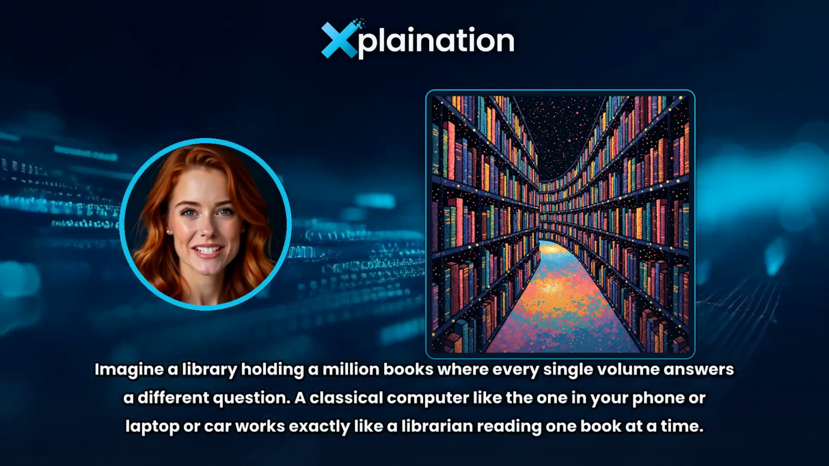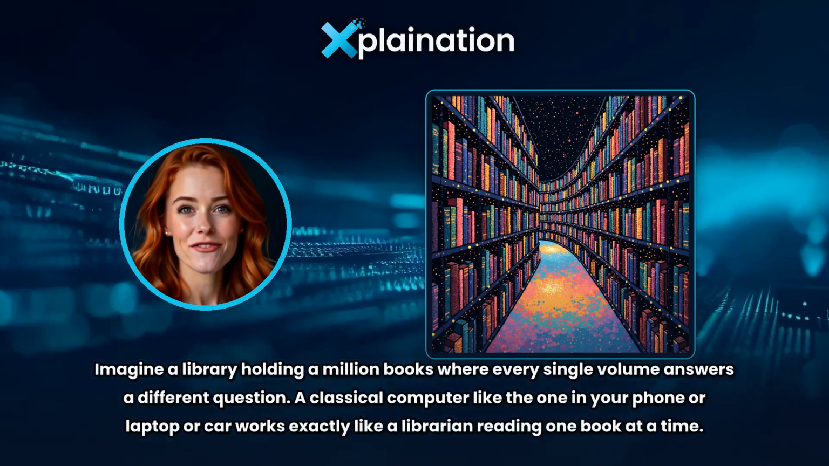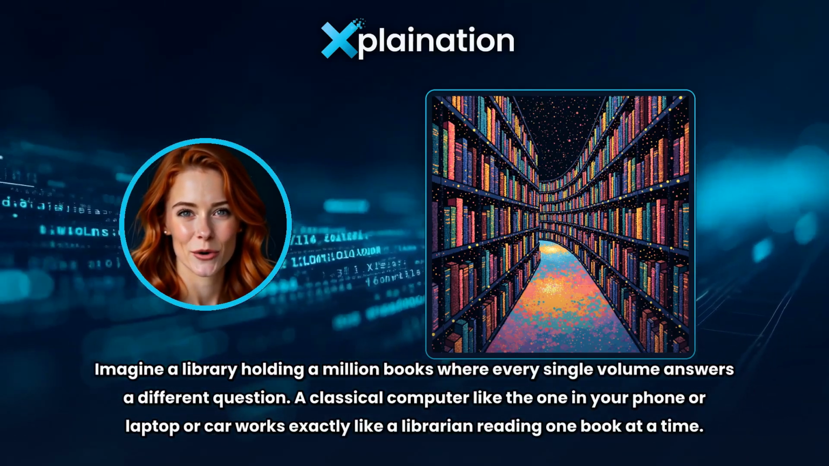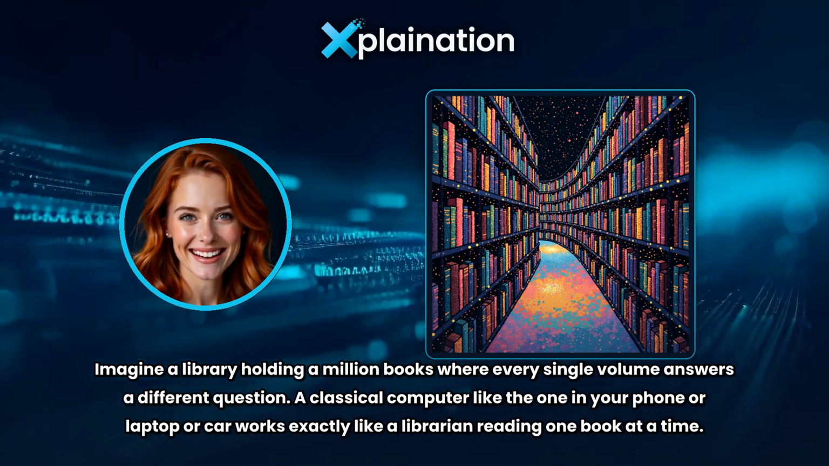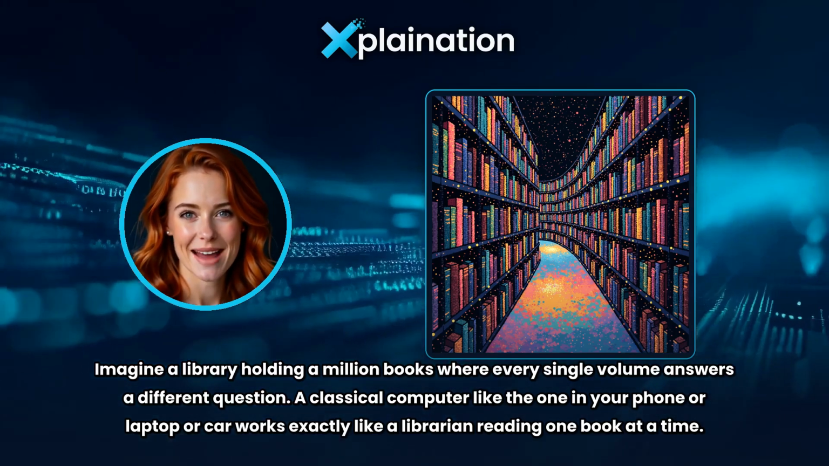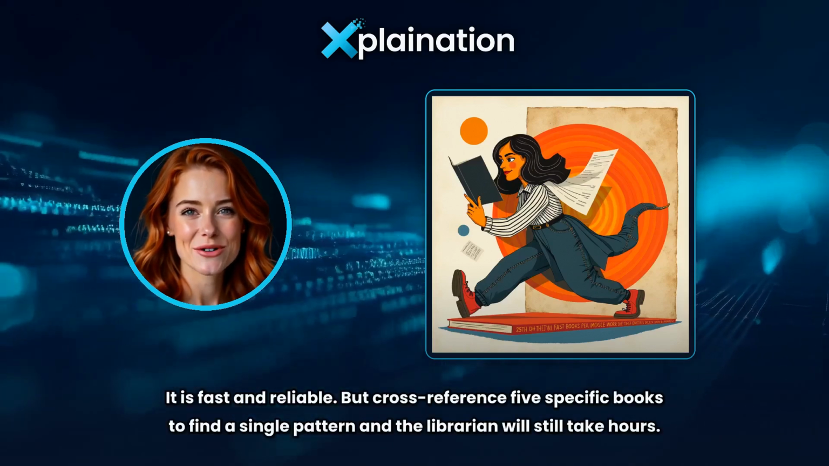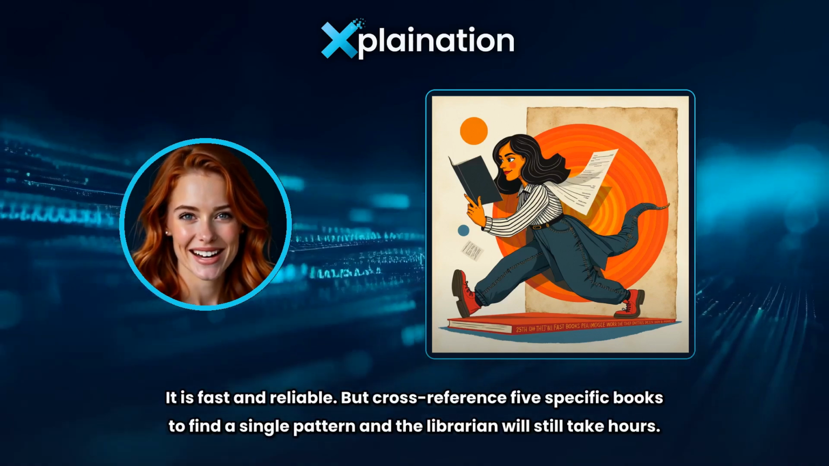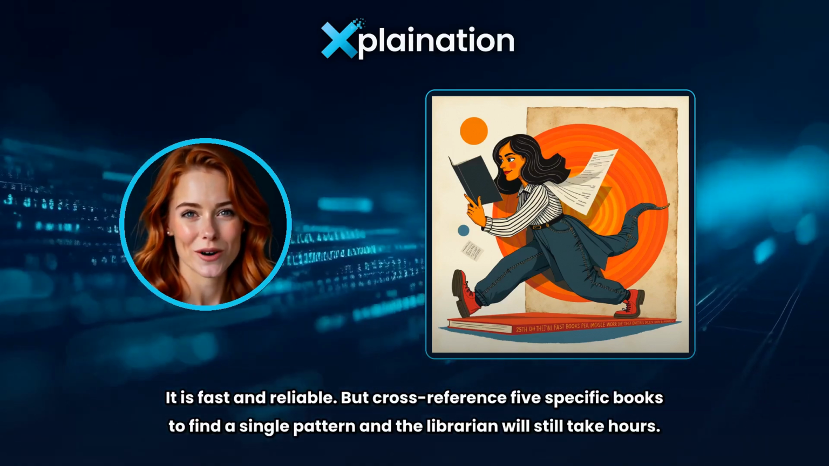Imagine a library holding 1,000,000 books, where every single volume answers a different question. A classical computer like the one in your phone or laptop or car works exactly like a librarian reading one book at a time. It is fast and reliable, but cross-reference 5 specific books to find a single pattern, and the librarian will still take hours.